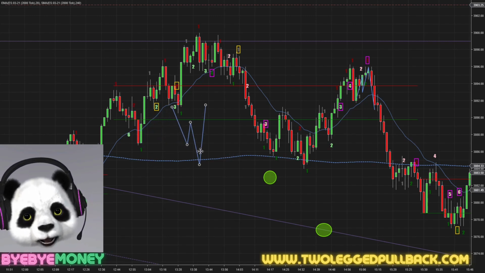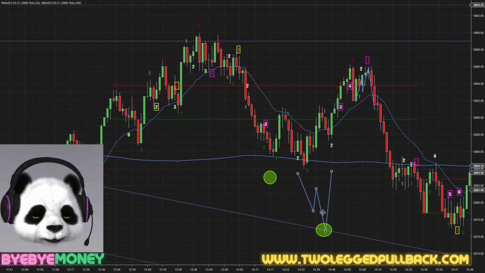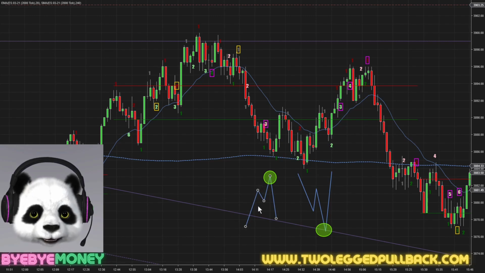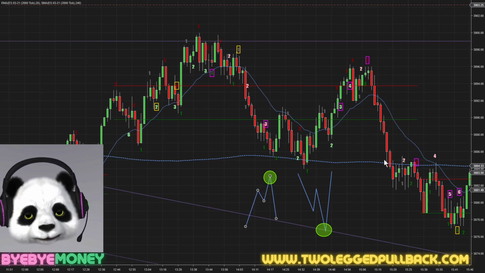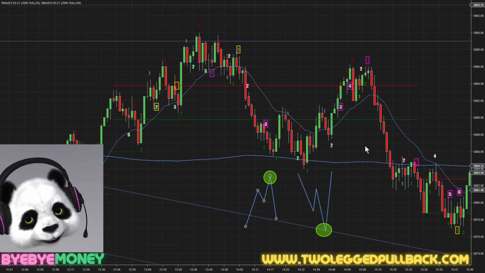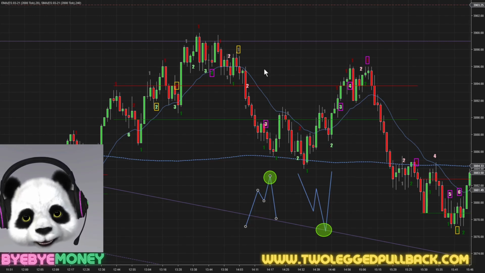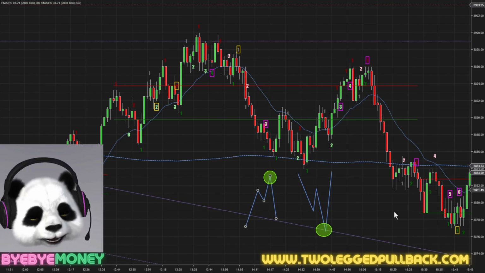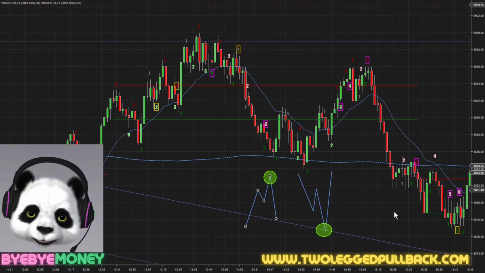And so the range indicator, along with the two-legged pullback indicator, could be a powerful combination to find good setups. You know, the market is really only in two cycles. Either it's in a range or it's trending. And so if you can identify one of the two cycles, then it's very easy to identify the other one.